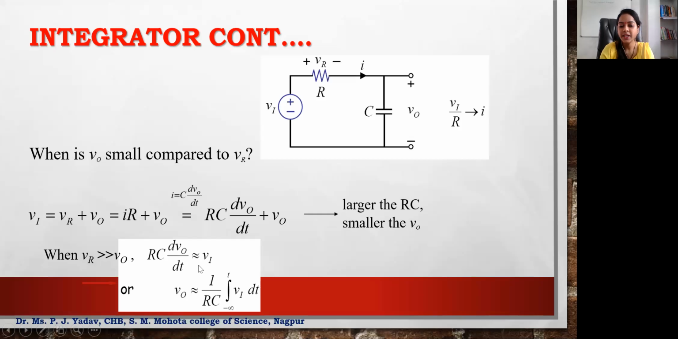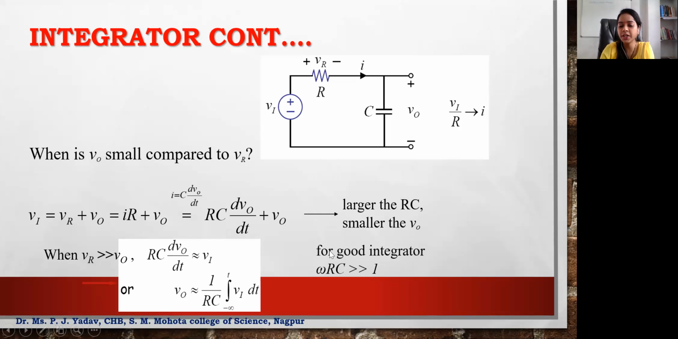dVO by dt. This can be equal to VR. So how will we write? This equation will be modified as V out is equal to 1 upon RC integration of VI into dt. Finally, we need this equation. We need the integration of whatever is coming from the input, that is the input voltage. Okay, so this is the final equation for an integrator circuit.